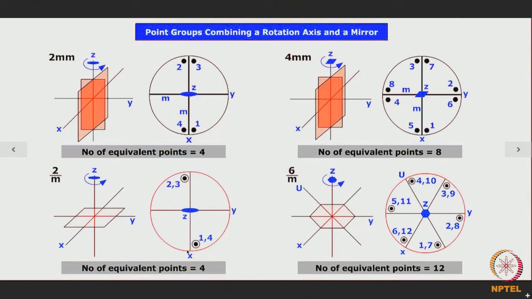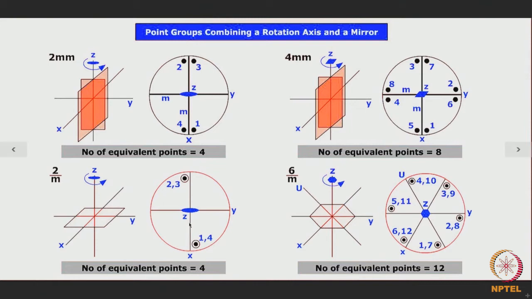So, if now we have a given point 1, then due to the presence of the two-fold rotor, 1 will produce the point 2 at the same level, but then because we have a mirror over here on the plane of the figure, 2 will be reflected through the mirror to produce 3 at a different level, and 1 will be reflected at a different level to produce 4. So, the total number of equivalent points in this case is again 4, 2 at one level, 2 at a different level.